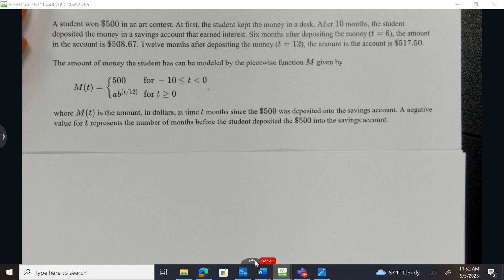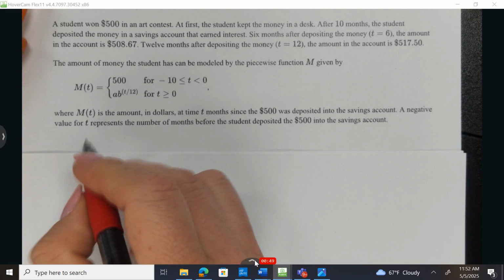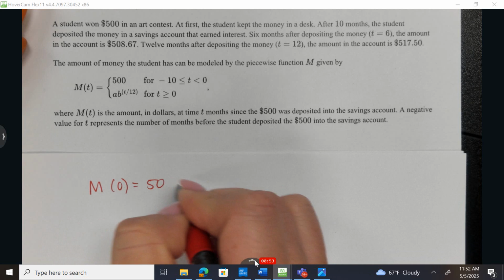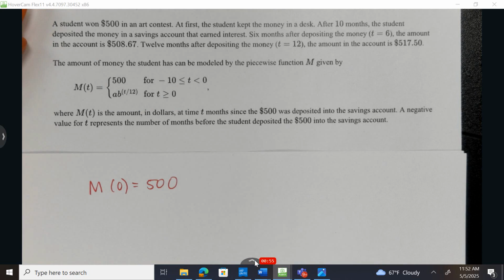Part A has two parts to it. The first part says use given information to write two equations that can be used to find the values for A and B. So let's go with what we know. We know m of 0 equals 500. I'm keeping this in mind, okay?